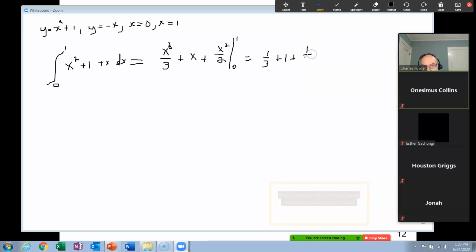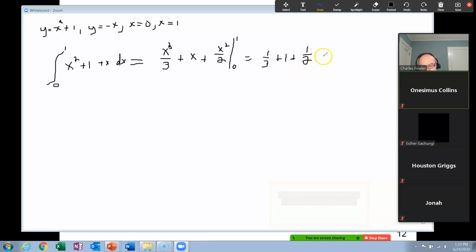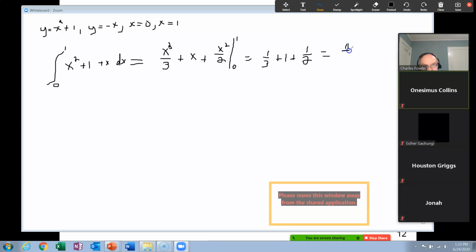Everybody see what I'm doing? That's plugging the 1 in and plugging the 0 in and subtracting. That'll be minus 0, minus 0, minus 0. Okay, so this is your answer. That looks to me like 1 is 6/6, 1/3 is 2/6, and 1/2 is 3/6. So 6 and 2 and 3 would be 11/6, I believe. Actually, easier to me would be 1 and 5/6, which is 11/6.